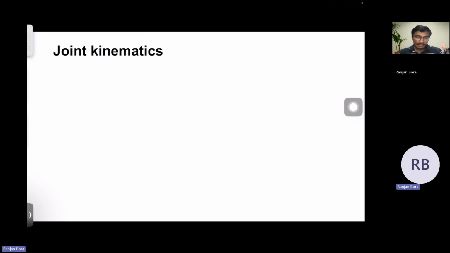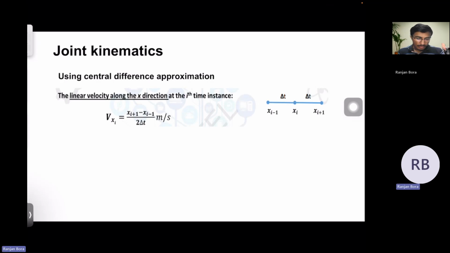And the next one is joint kinematics. So what is the joint? How can we find the joint kinematics from the data which we can measure in the gait lab? In the gait lab, we can measure the kinematics data, or the displacement or coordinates of different markers which we can place on our body to perform different activities. After getting the coordinates, we can use some theorems for finding the velocities and accelerations.